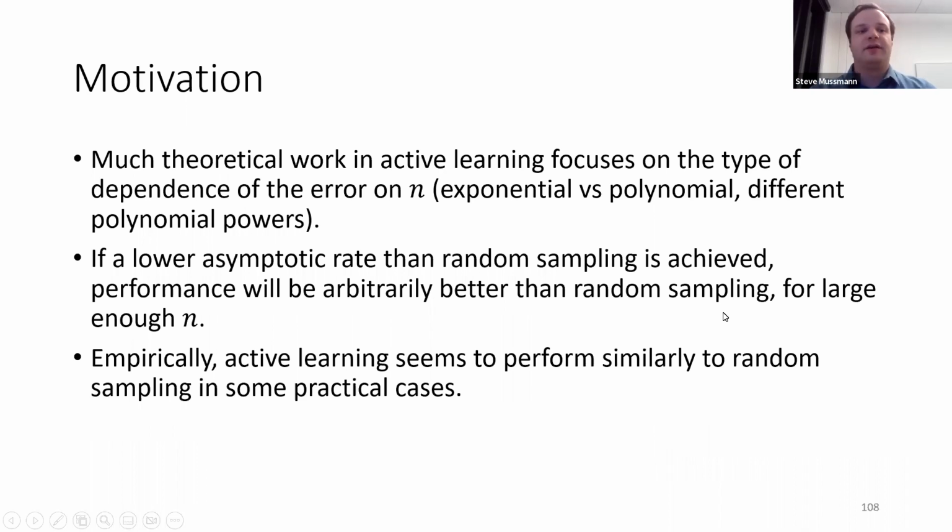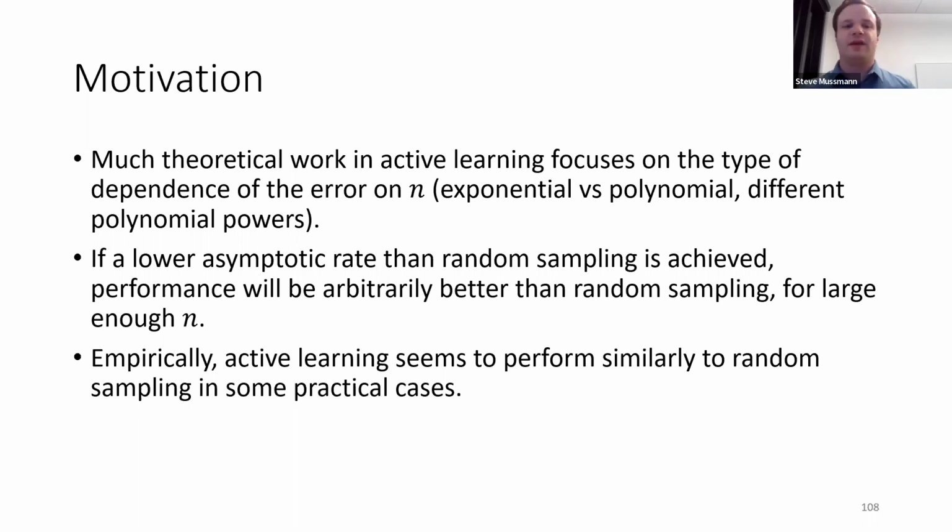So as motivation, there's been a lot of theoretical work in active learning focusing on the type of dependence of the error on n, the number of labels: exponential versus polynomial dependence, different polynomial powers, etc. And this is important because if a lower asymptotic rate than random sampling is achieved, performance will be arbitrarily better than random sampling for a large enough n.